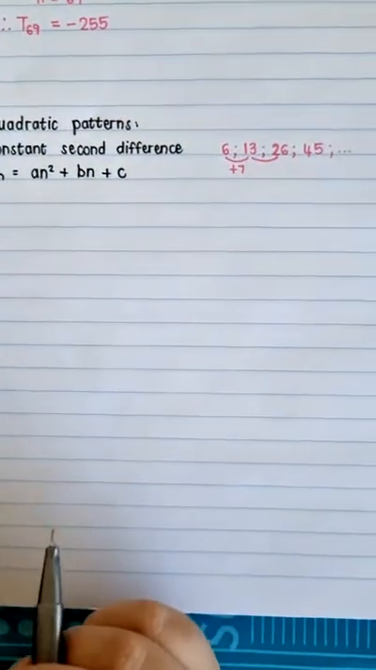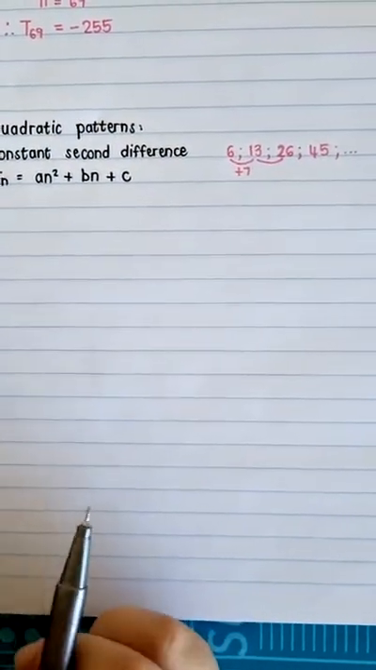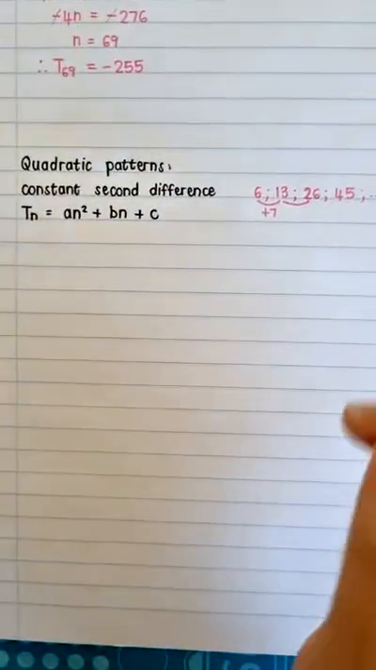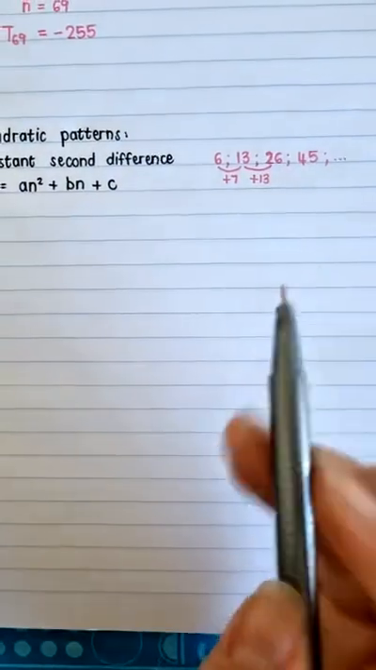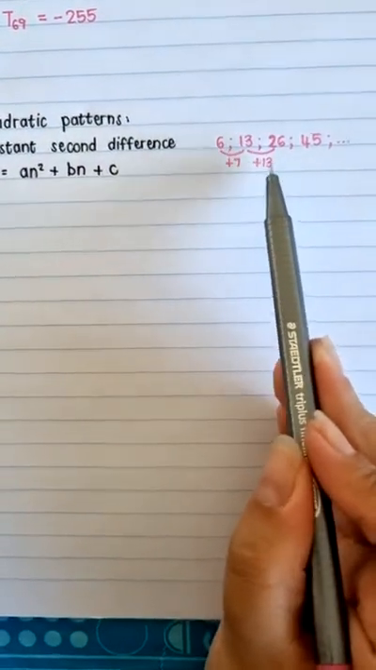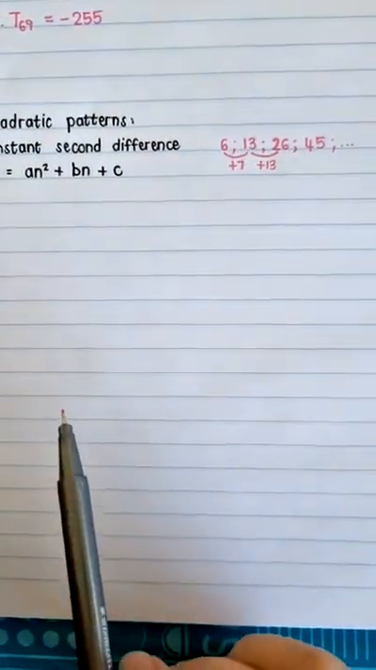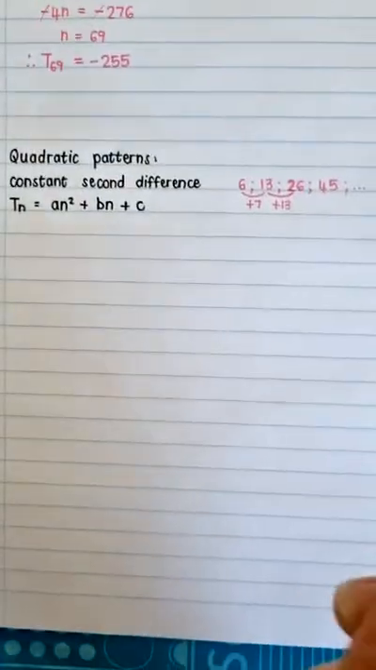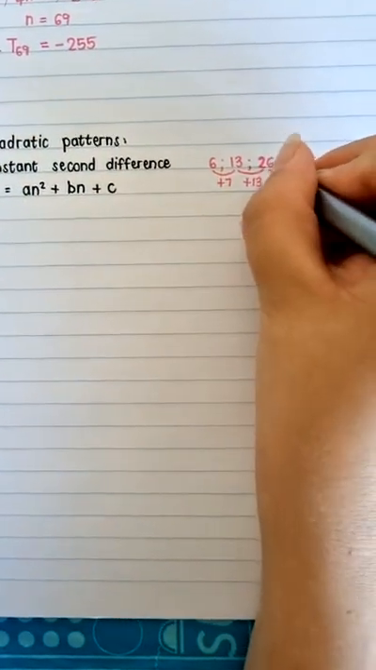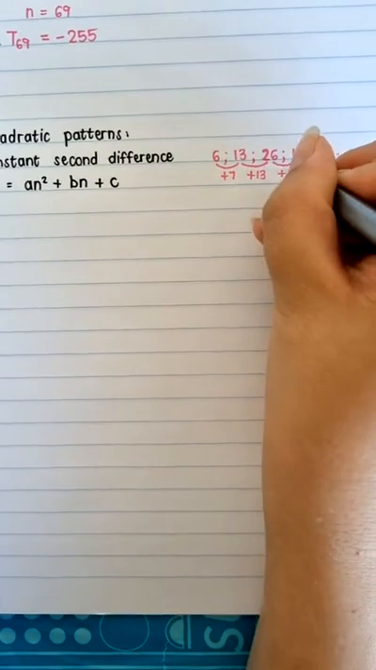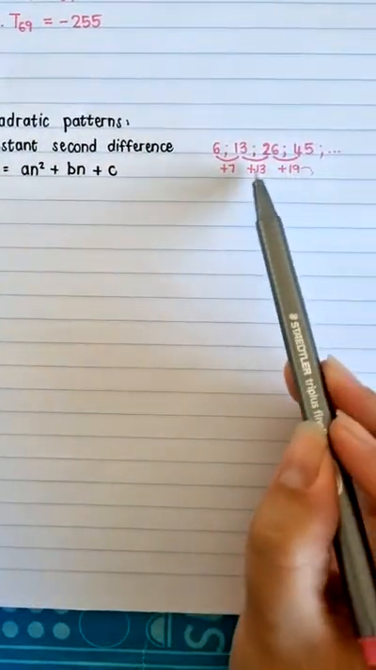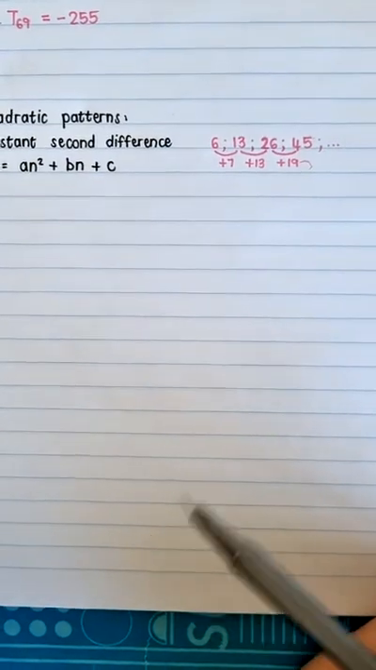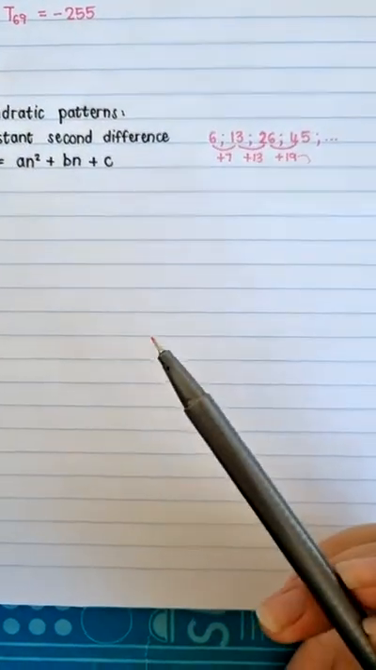So actually the first difference here from term 1 to term 2 was 7, but from term 2 to term 3 is not 7 now. From 13 to 26, you're actually adding 13. So hopefully you guys can notice that we don't have the same number that we're adding. So we don't have a constant first difference here. Now, from 26 to 45, we are actually adding 19. So again, that is a different number than the previous one. So we do not have a constant first difference.